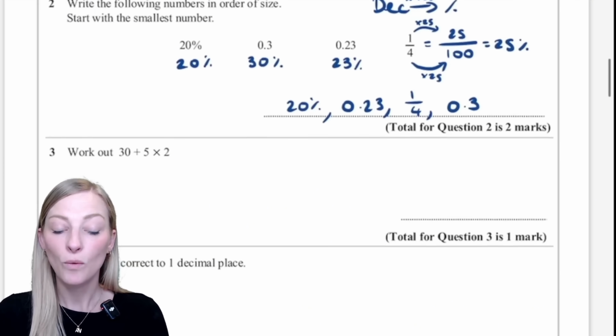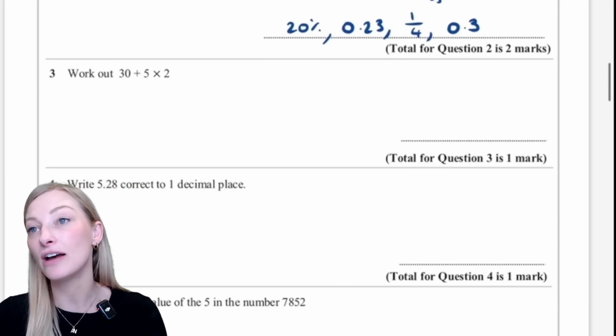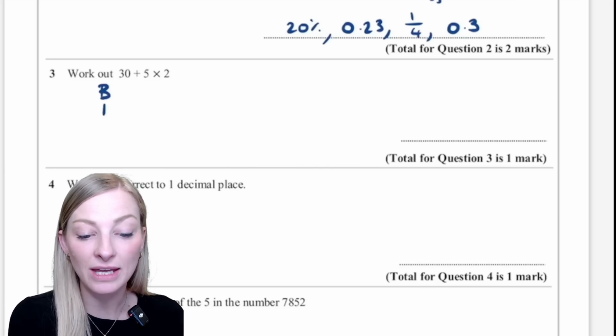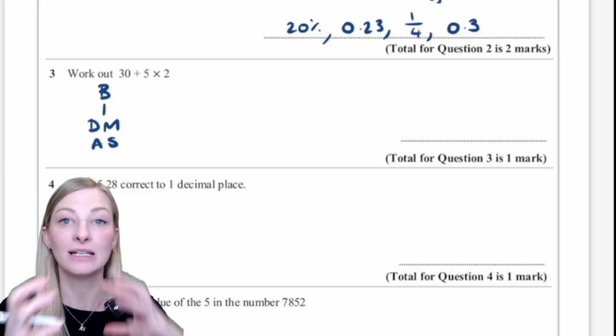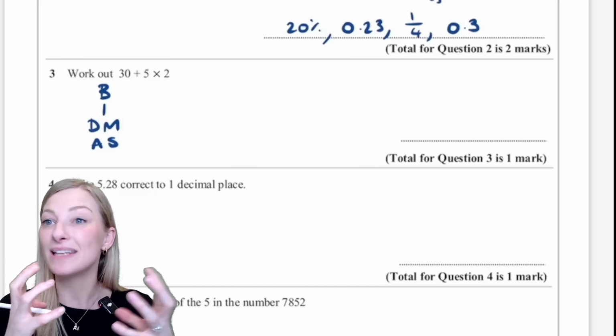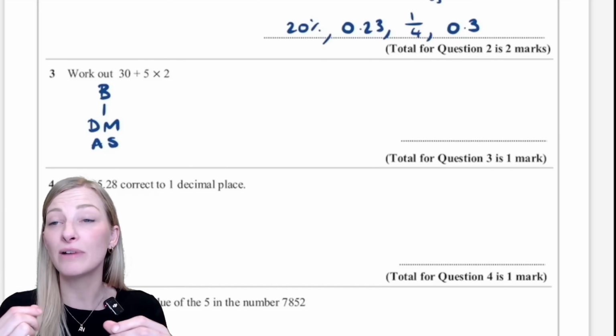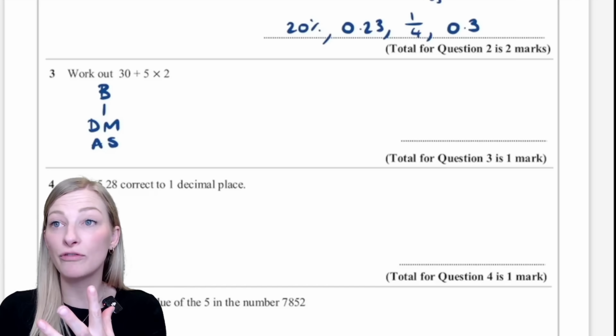Question number 3, work out 30, add 5 multiplied by 2. So for this question, we need to make sure we're thinking about BIDMAS. Now, BIDMAS really should be written like this. Division and multiplication are as important as each other. Same with add and subtract. So if both of those operations were to come up, we would just work from left to right.